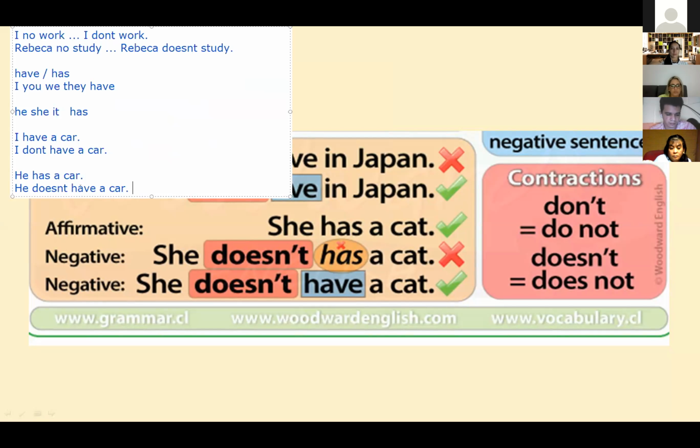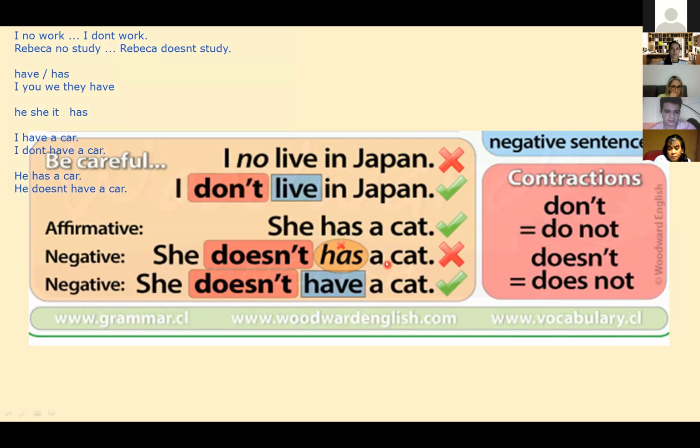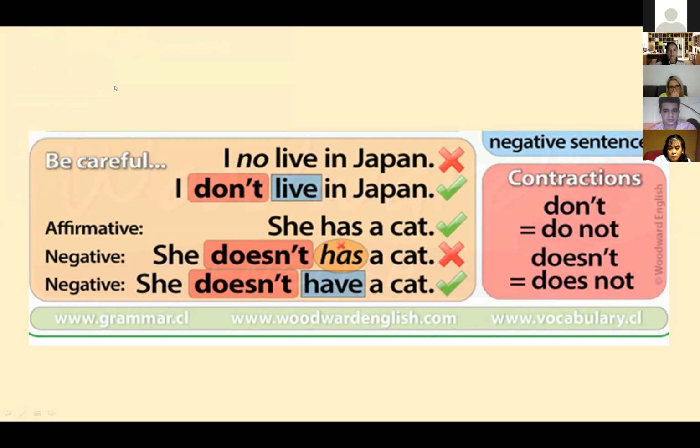Okay? Because of this auxiliary, doesn't, now you're going to use the verb in the base form. That's why you can observe over here that we have this example. She doesn't has is not correct. The correct sentence is she doesn't have. So you don't use has anymore in the negative sentences. Is it clear the negative statements in the simple present? Yes, it is. Okay. Perfect, perfect.